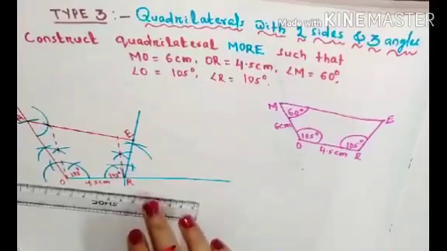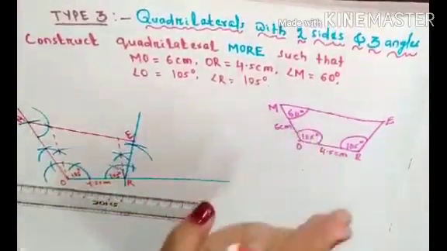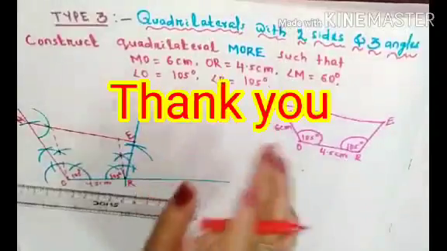This is how we are able to construct a quadrilateral with 2 sides and 3 angles. Try it at your home.